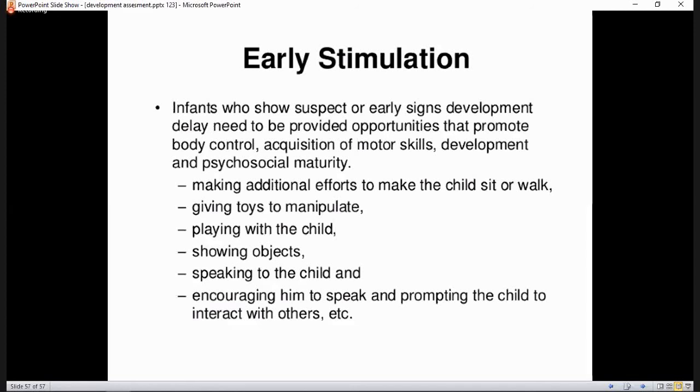So make additional effort to make the child sit or walk, give toys to manipulate, play with the child, show objects, speak to the child, encourage him to speak, and prompt the child to interact with others.